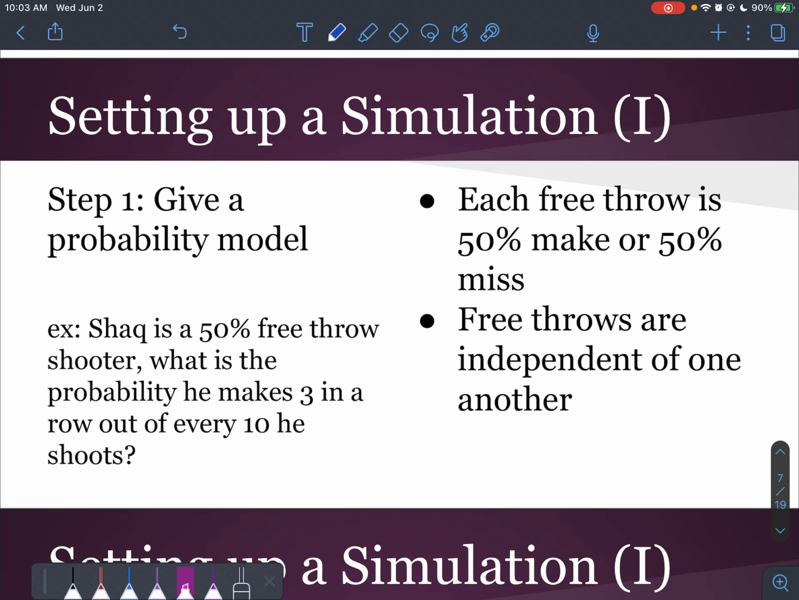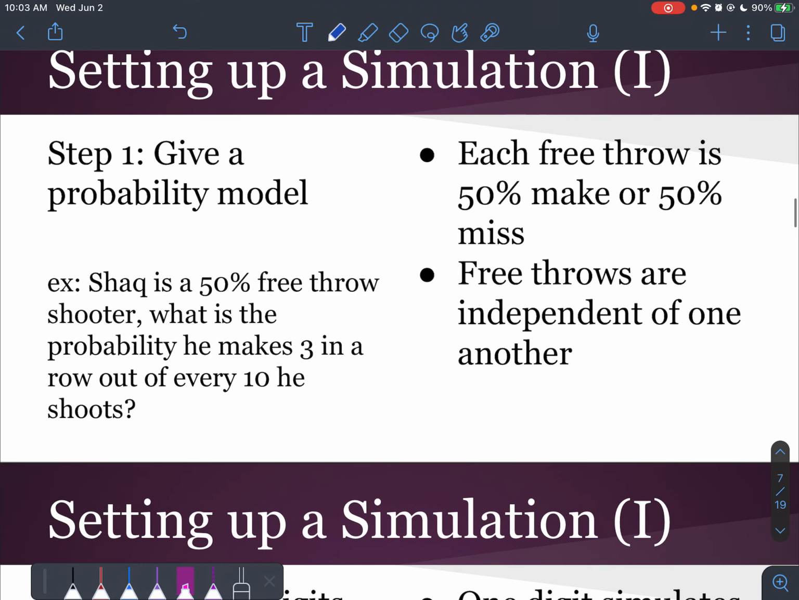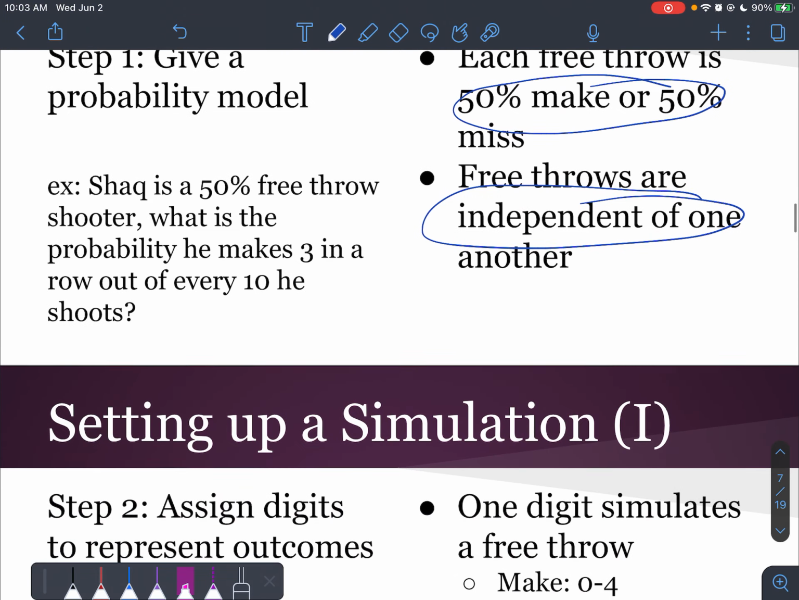Give a probability model. Shaq is a 50% free throw shooter. What is the probability he makes 3 in a row out of every 10 he shoots? Each free throw is 50% make or 50% miss. Free throws are independent of one another. That's been shown, that free throws are going to be independent of one another.